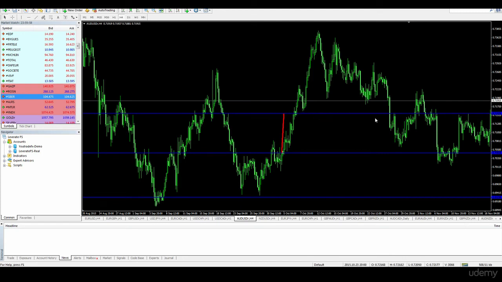the level of 0.7167. If the price reaches this level, you can close the position or move the stop loss to the level of entering into the position, and then you have a trade without risk.